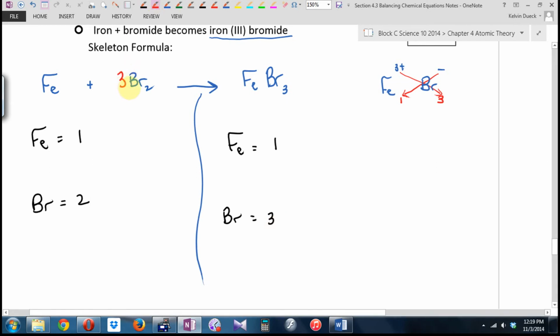Did that change anything else on the left-hand side? Nope, because it's just BR by itself. What did you say I was going to multiply the BR by on the right-hand side, Ty? I'll put a 2 there. That makes that a 6. Did that change anything else?